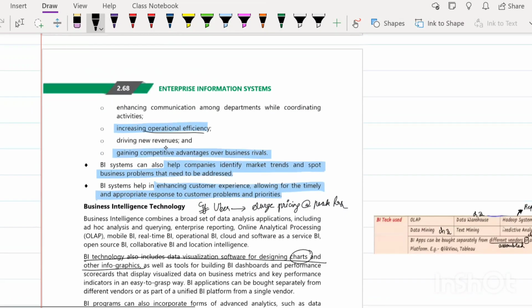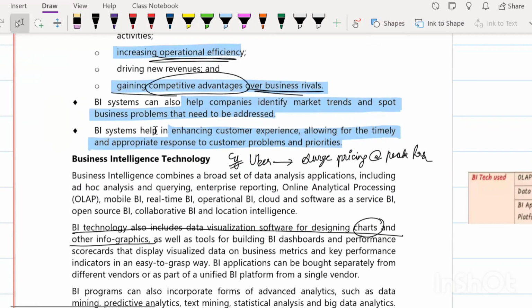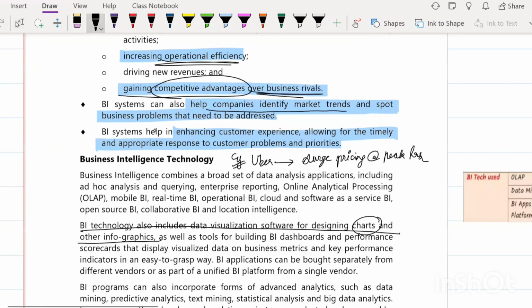Okay, so that due to this your operational efficiency will also get improved and you will get a competitive advantage over your business rivals also. How Netflix has a competitive advantage over all the other OTT platforms. Okay, yes. Next is it will help companies to identify market trends. Now they are watching Squid Game, or now they are watching Shershaah, and spot business problems that need to be addressed. In case other movies are not working well, what is the problem there? They would need to find that out and address it.